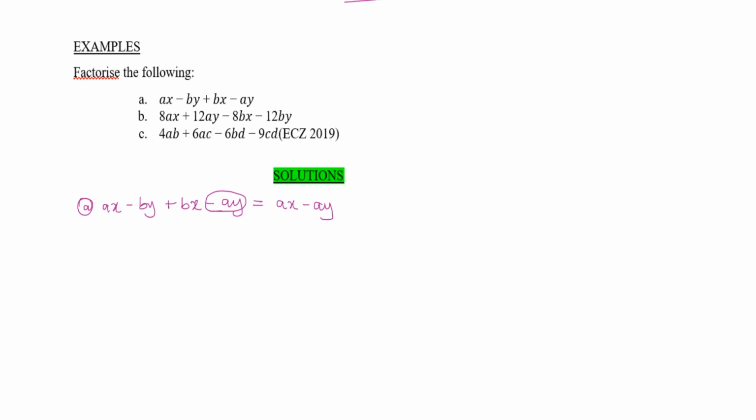Then we can get minus b. Okay, we start with plus bx. Let's start with plus bx so that we don't get confused. So we are starting with plus bx. Then we'll bring this one, minus by.